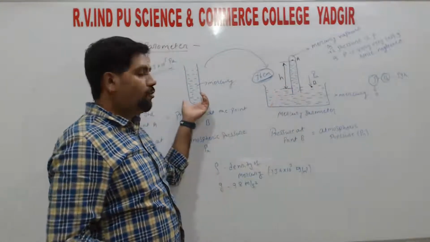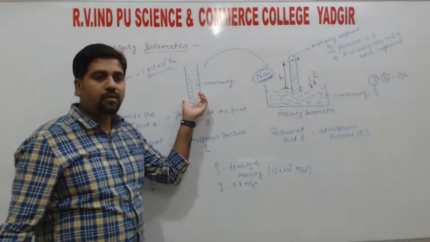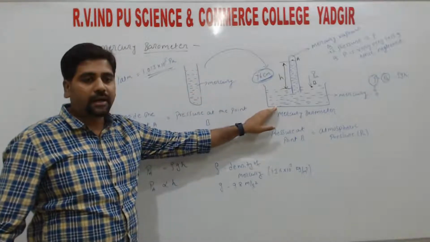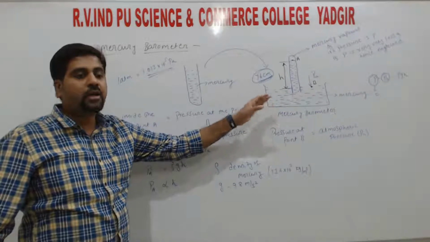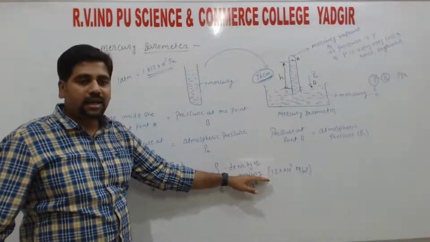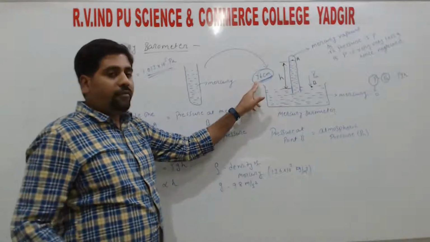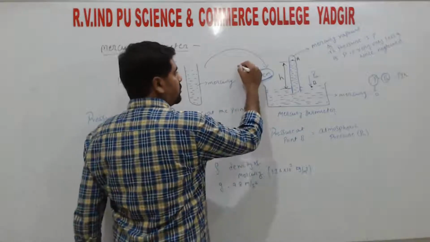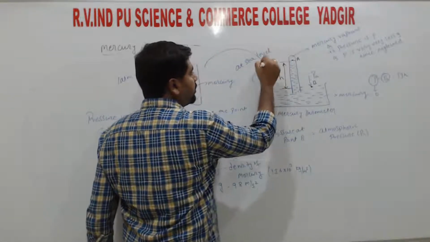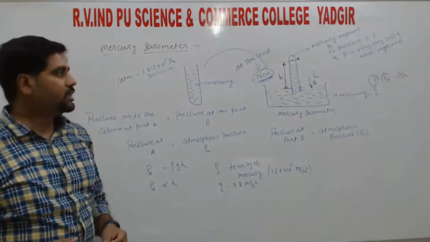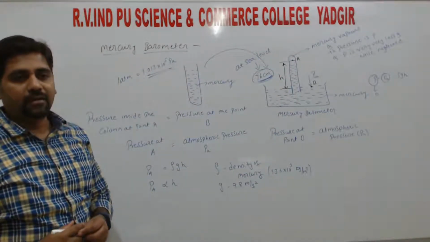So that consists of simple apparatus. One is a vertical tube open on one side and another is the container or bowl. In both we have placed mercury. Why mercury? Mercury has the highest density, right? So this is what we get at sea level, right? At sea level we get that value, that is 76 centimeter, right?